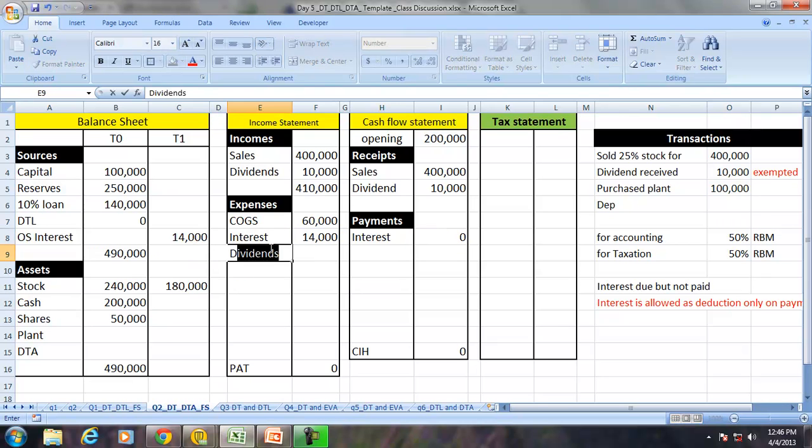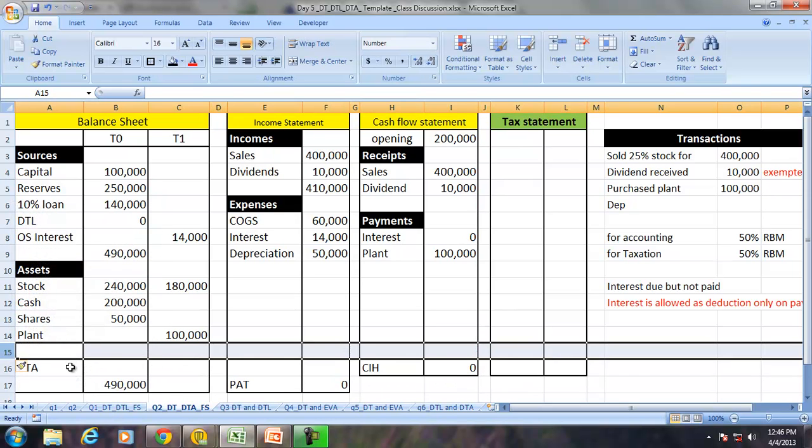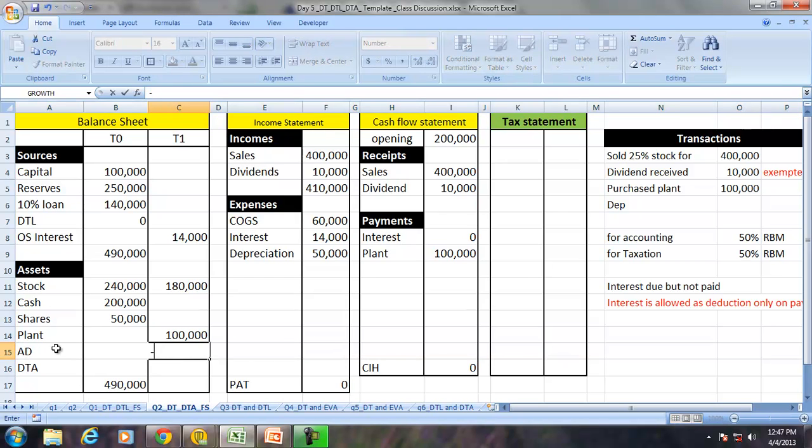Depreciation for accounting is 50%. Before that, let us purchase the plant for 100,000, and the plant will appear on the balance sheet as an asset. So depreciation on the plant is 50% on RBM, and depreciation will appear as accumulated depreciation in the balance sheet. So AD is minus 50,000. Minus 50,000 is the accumulated depreciation by the end of the first year.